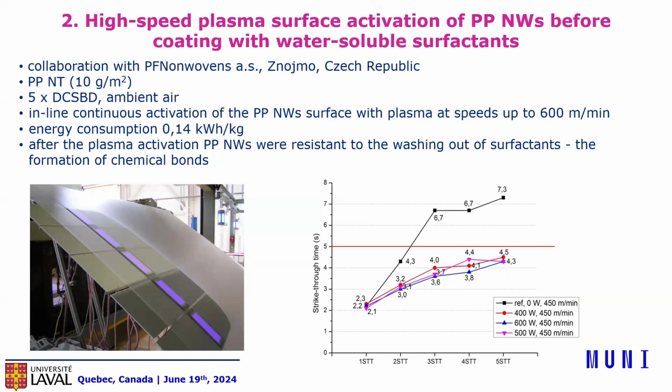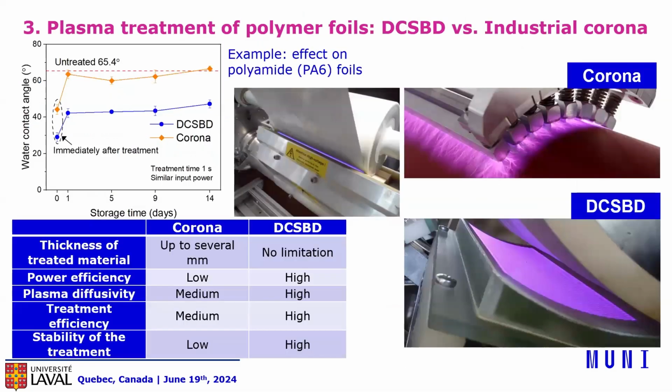For all investigations related to plasma, at the different powers, you can see 400, 600, and 500, we see saturation. It was measured 30 times, and there was no case where the strike-through time was higher than 5 seconds. This is an indication that due to plasma activation, the surfactants were firmly, chemically bonded to the surface. So there were two advantages of plasma activation: using a solution of lower concentration of surfactants, and also good chemical bonds between the surfactants and the surface.